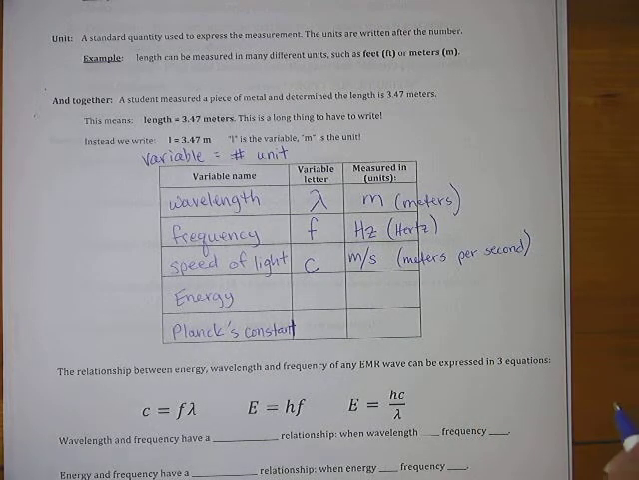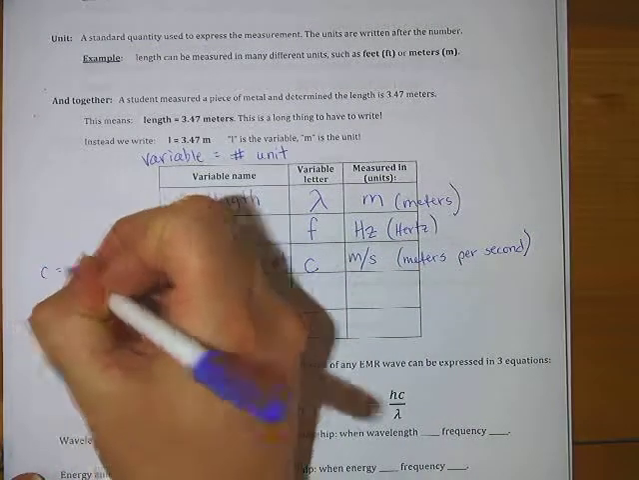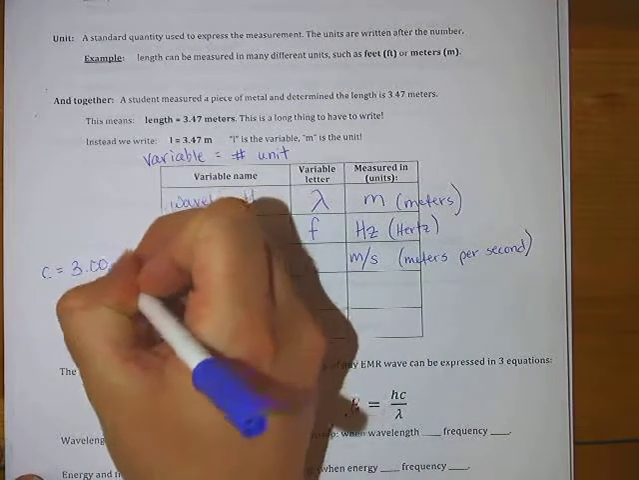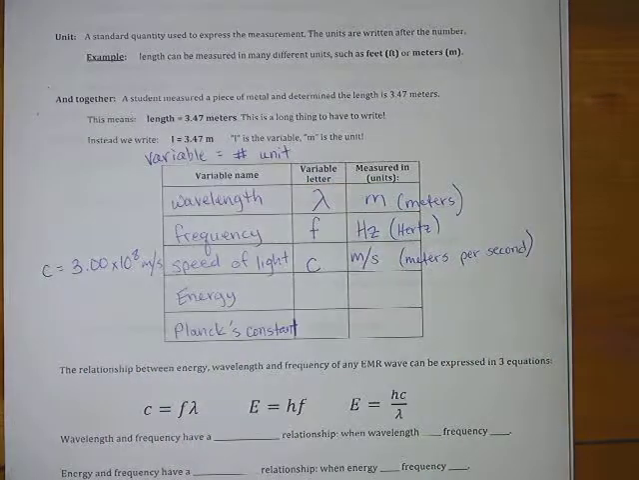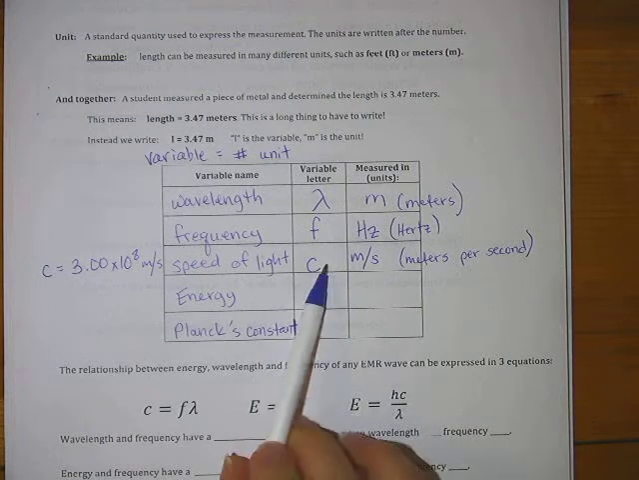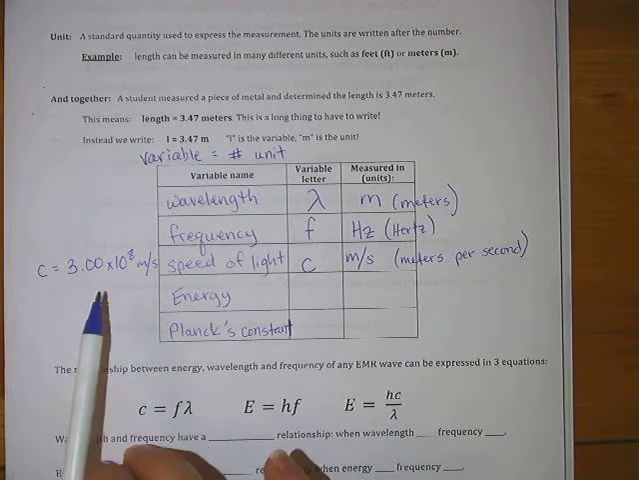And the speed of light, remember we mentioned again on page 39, is always 3.00 times 10 to the 8th meters per second. Always. Anytime you need to plug in something for C, you're going to plug in this number. It's a constant. That's why we picked C.